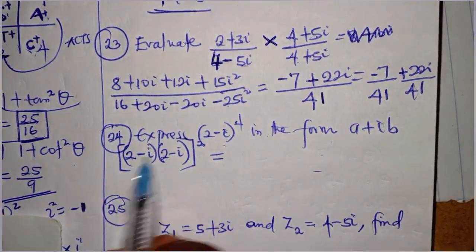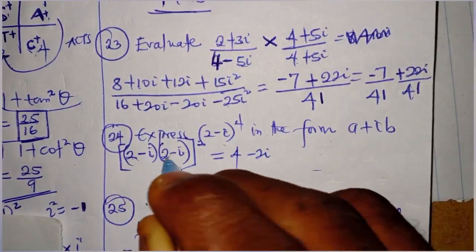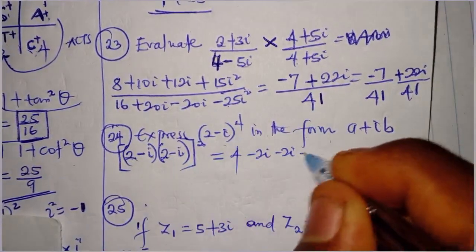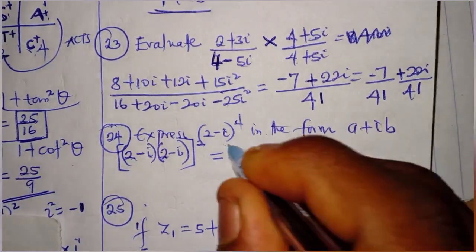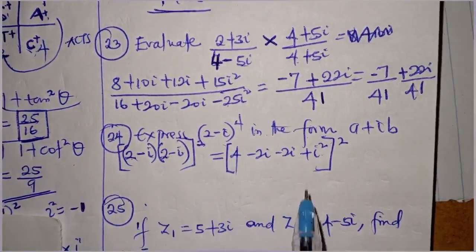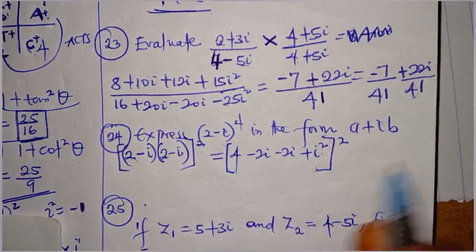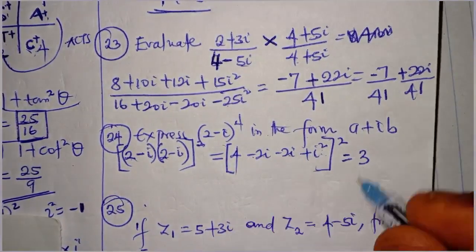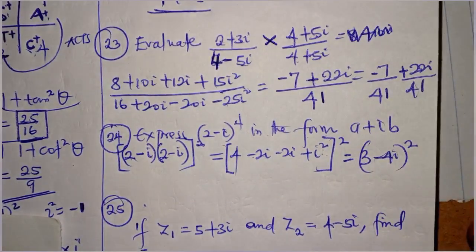Expand what is inside. 2 times 2 is 4. 2 times minus i is minus 2i. Minus i times 2 is minus 2i. Minus i times minus i is plus i squared. Alright, i squared is minus 1. We are not done, don't forget to raise everything to the power of 2. So 4 minus 1 is 3. Minus 2i minus 2i is minus 4i. So I'm going to square this.